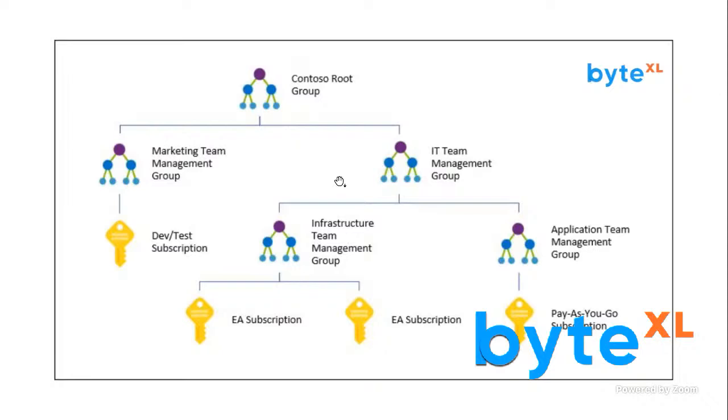Looking at the importance of the root management group, by default it is displayed with the name Tenant Root Group. Whenever you get access to Azure, you can observe that Tenant Root Group is the default name for the root management group. Its ID is the same as the Azure Active Directory tenant ID. To change the display name, your account must be assigned as an owner or contributor. The root management group cannot be moved or deleted, unlike the other management groups.